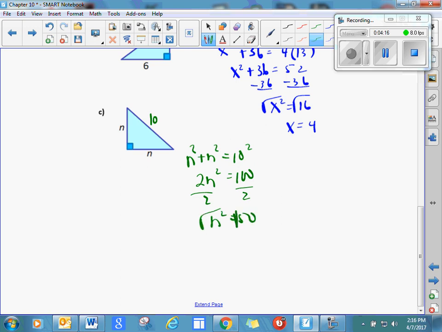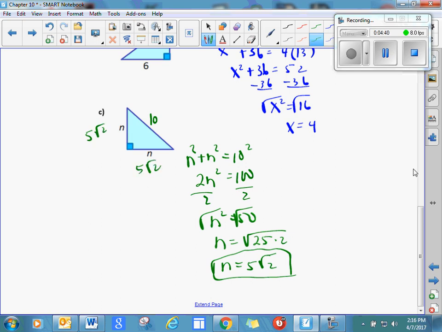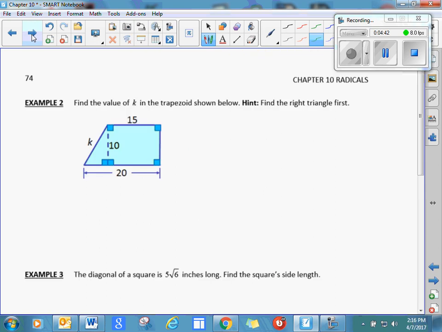Square root, n is equal to positive square root of 50, which is 25 times 2, which is 5 radical 2. Now that you know how to simplify radicals, you cannot leave them until they are simplified. So each one of these is 5 radical 2. All right, let's go to the next page and do this top one, and then we'll stop for now and pick up on the next video.